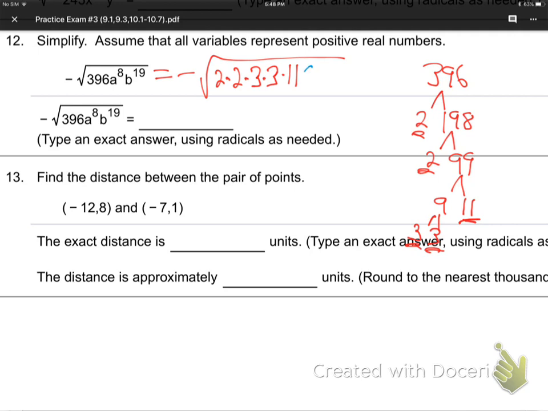So I'm going to go 1, 2, 3, 4, 5, 6, 7, 8 A's. See, I'm doing them in groups of 2 because there's nothing in the hook, which really means 2, doesn't it? And then 19 B's. So that's 1, 2, 3, 4, 5, 6, 7, 8, 9, 10, 11, 12, 13, 14, 15, 16, 17, 18, 19 B's.